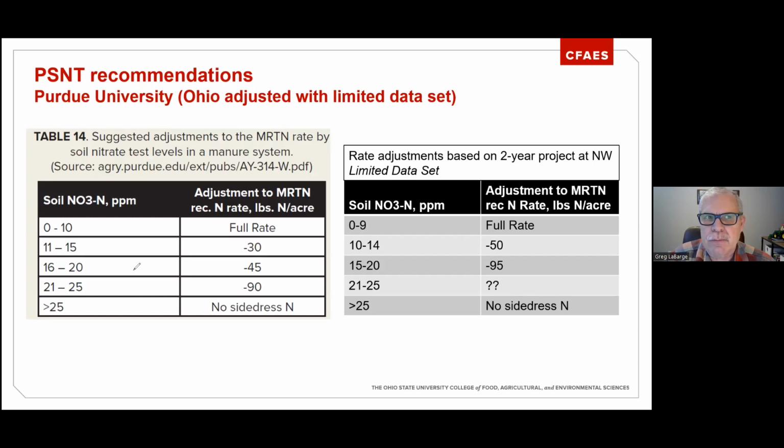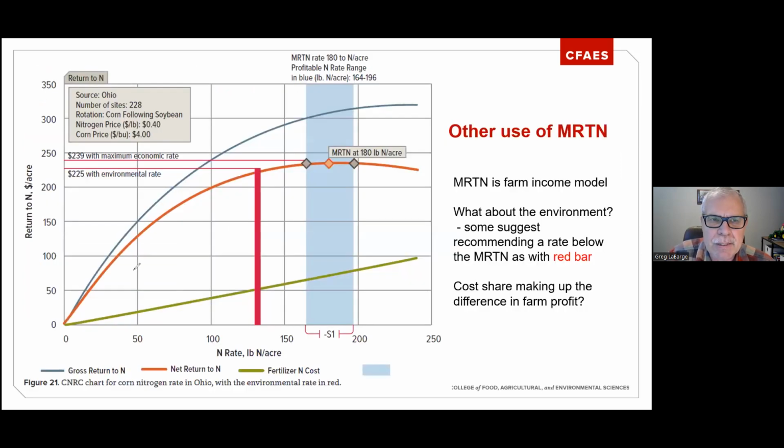And so I would encourage, and I hope that all of you are using it because of Black Mirror's development of that in Iowa, this PSNT test, and that you have a lot of good data to base your nitrogen recommendations on.